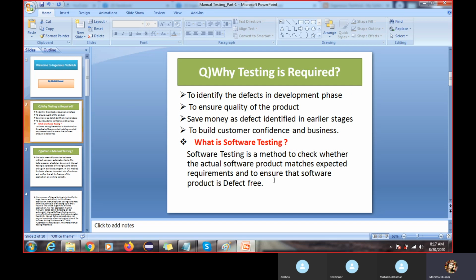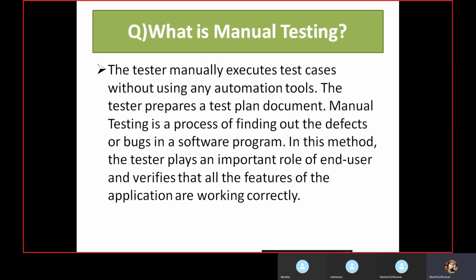So what is software testing? Testing is a method to check whether the actual product matches the expected requirement or not, and to ensure that it is defect free, right? Yesterday I explained everything. Manual testing means we are doing testing manually. We are not using any tools here, right? So how will manual testing start?